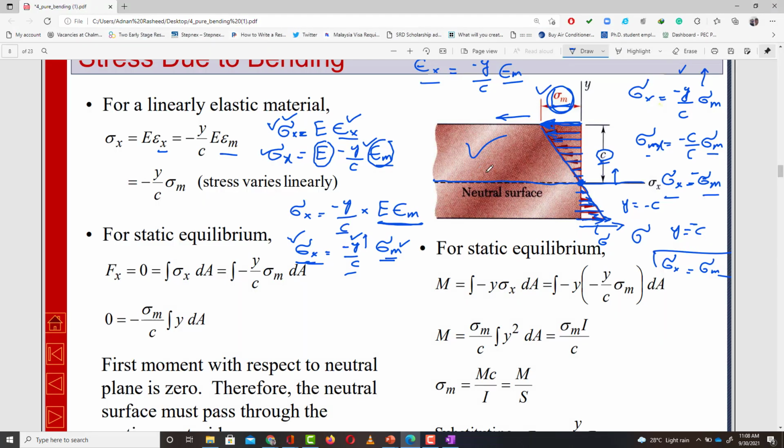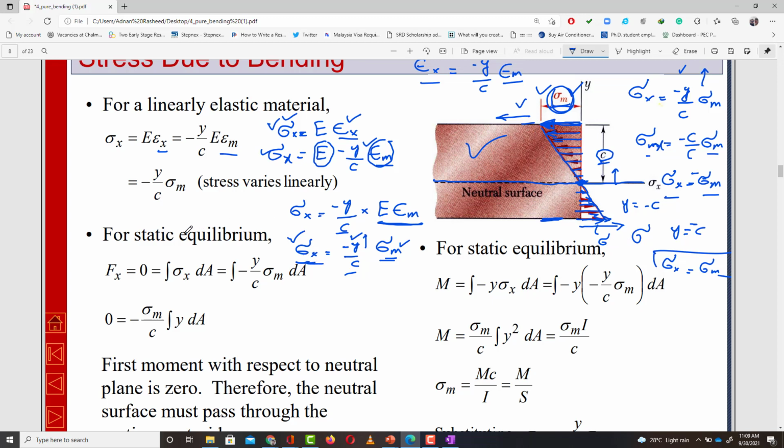Again, I will repeat that stress varies linearly with respect to y. If y is increasing, stress will increase. At the neutral surface, the stress will be 0. Clear? So maximum stress will occur on both the upper and lower surfaces, but on the upper surface it will be negative and compressive, while on the lower surface it will be positive and tensile stress.